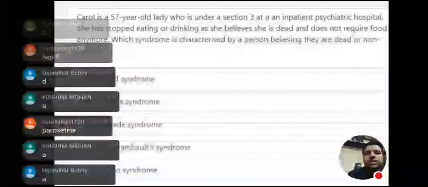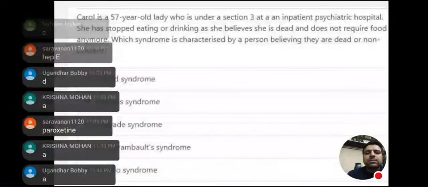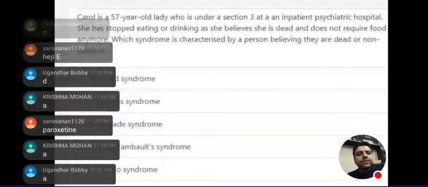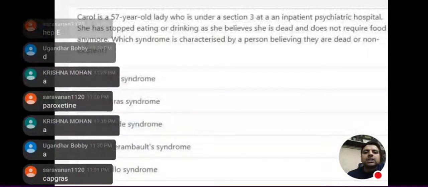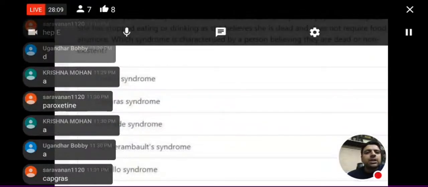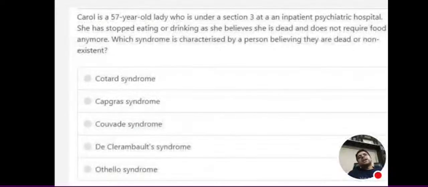Yeah, paroxetine. Krishna Mohan and Bobby, you are absolutely right. Sharvan, you are writing Capgras syndrome, but this is Cotard syndrome. He is dead, decomposed.